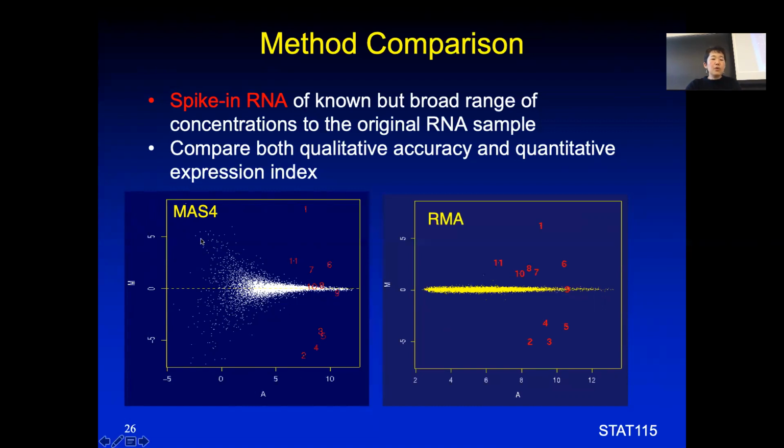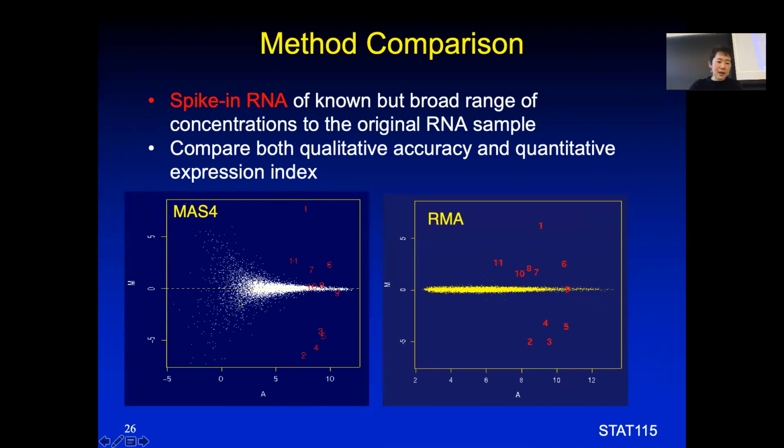And you use the MAS4 to estimate the expression index of that sample, and then for the other sample, you use RMA. Of course, with RMA, you use more than 2 samples. You usually take 10 samples, but you can compare 2. After you get the expression index of every gene across the 2 samples, you can run the MA plot.